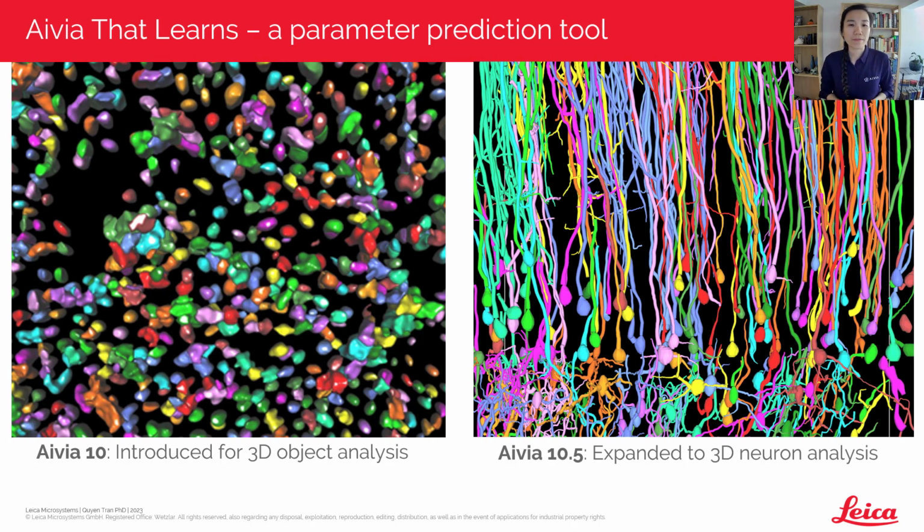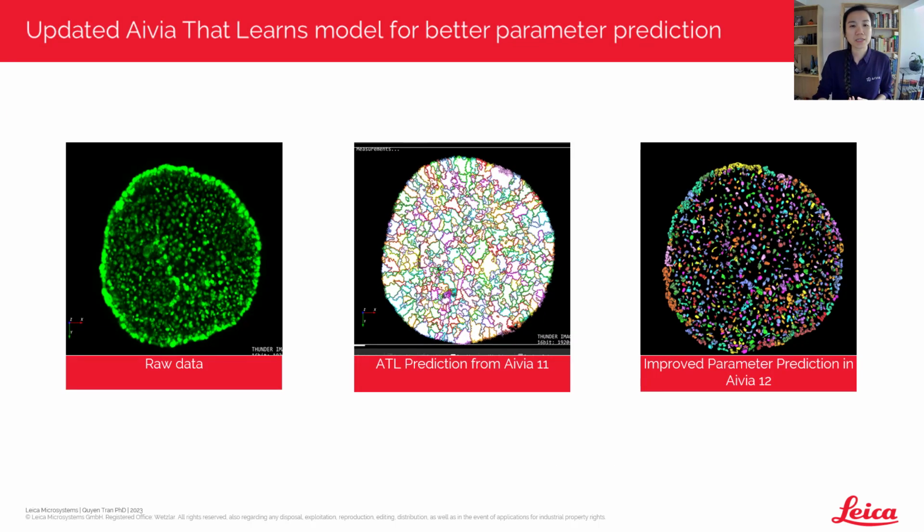In Aivia 10.5, we expanded this feature to 3D neuron analysis. And with this release, we have updated the deep learning model to better predict these parameters for you in your 3D object analysis. In this example here, we have a very challenging data set. Cell clusters are seen in the edges of the organoid. The organoid also contains cells with high and low fluorescence levels, cells of different sizes.